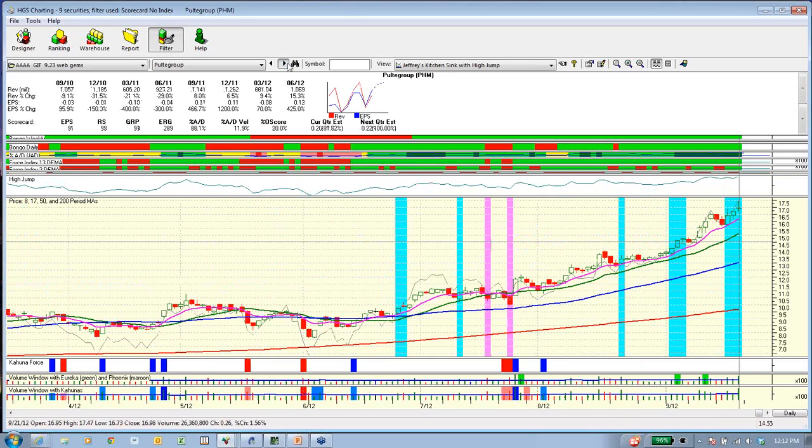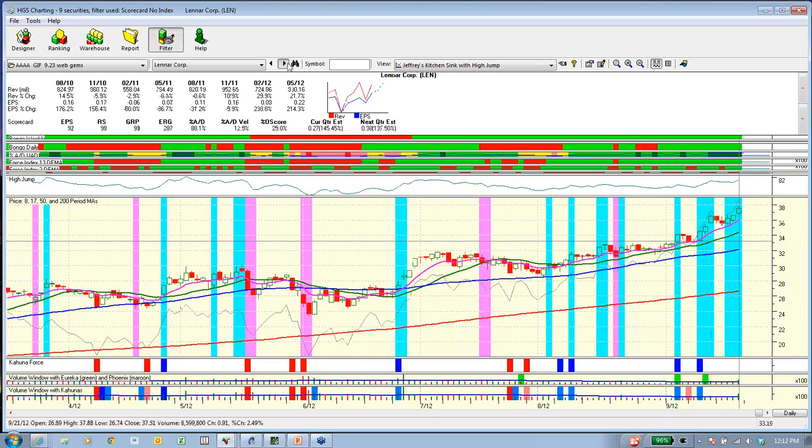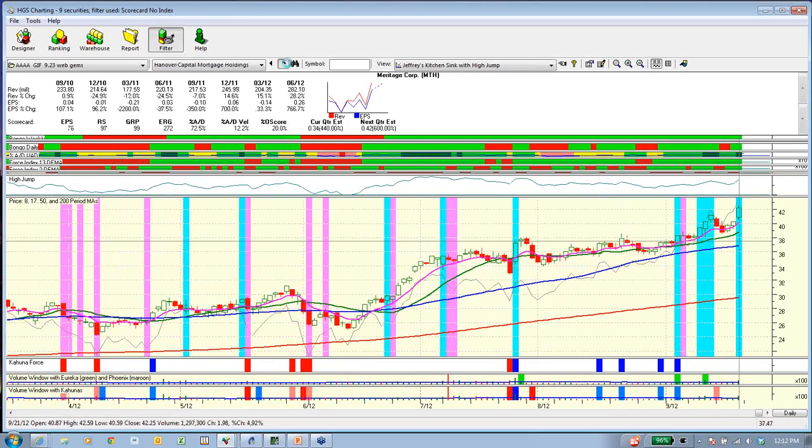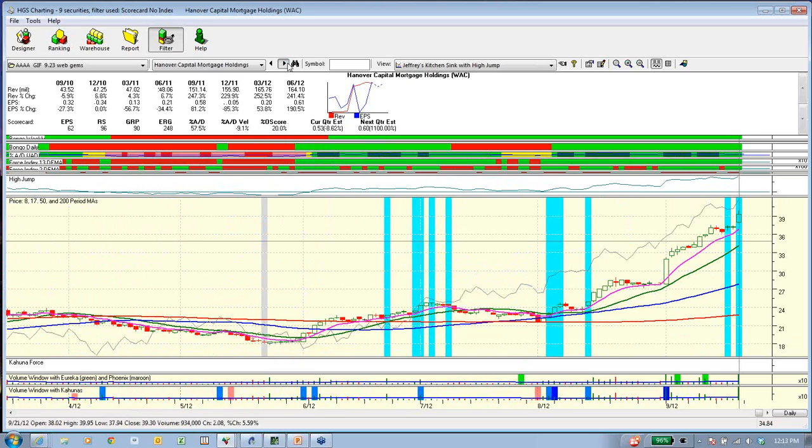Pulte, home builders are strong, as we already talked about. Lennar, home builders, already talked about, are strong. MDC Holdings, home builders are strong. Are we seeing a pattern here? Meritage, home builders are strong. Hanover Capital Mortgage, don't know anything about this.